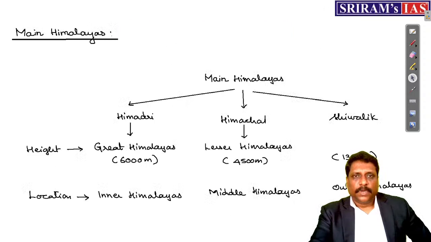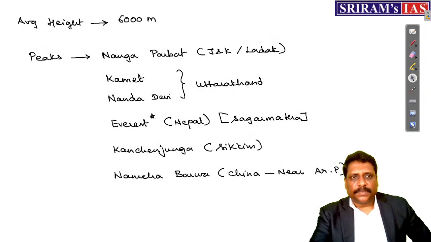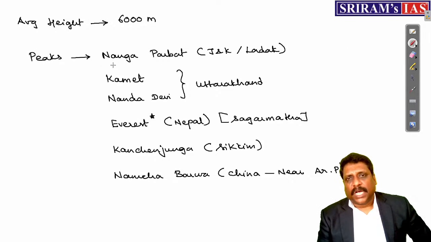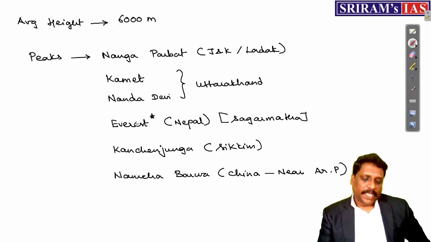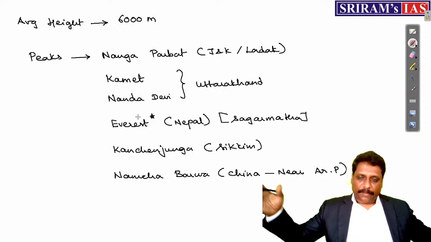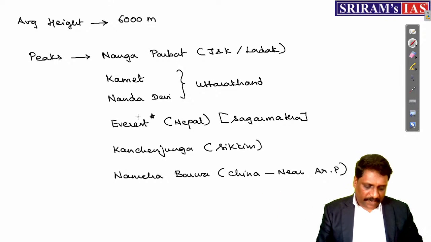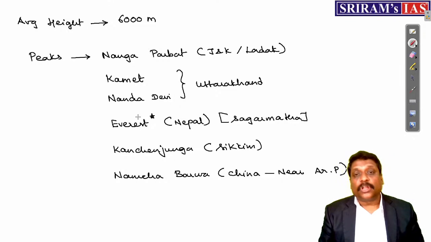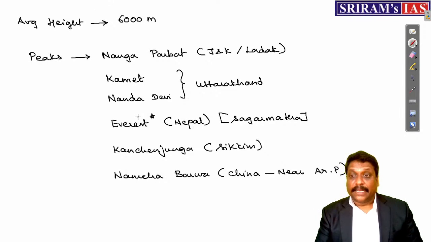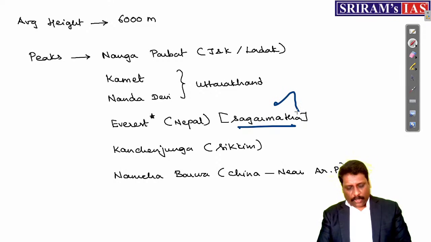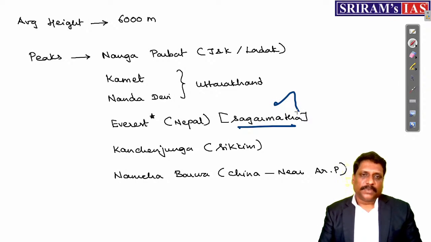Now, talking about the peaks, my dear friends, these are the very important peaks I have just brought in. Nanga Parbat, Kamat and Nanda Devi, both are there in Uttarakhand, and Everest. Everest is also part of the Great Himalayan region, but only thing is that I know the fact that Everest is not there in India. Everest is there in Nepal. Nepal and China border, you have this Everest. Right? And in Nepal, they don't call it Everest, they call it what? Sagarmatha. The local name of Everest in Nepal, you call it Sagarmatha.